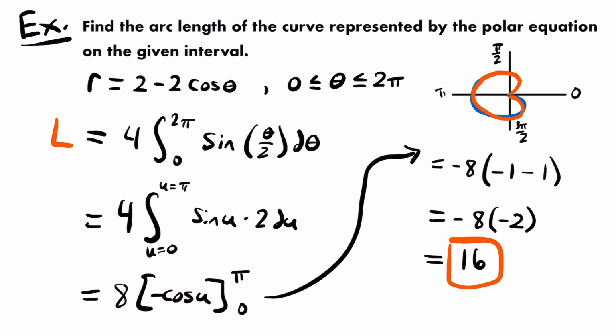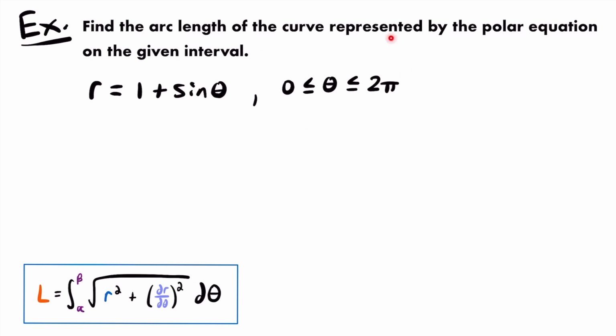Okay, let's take a look at one more example for this video. All right, so here's our final example. Once again, we want to find the arc length of the curve represented by the polar equation on the given interval. In this case, we have r equals 1 plus sine theta as our polar equation, and we want to find the arc length between theta equals 0 and theta equals 2 pi.